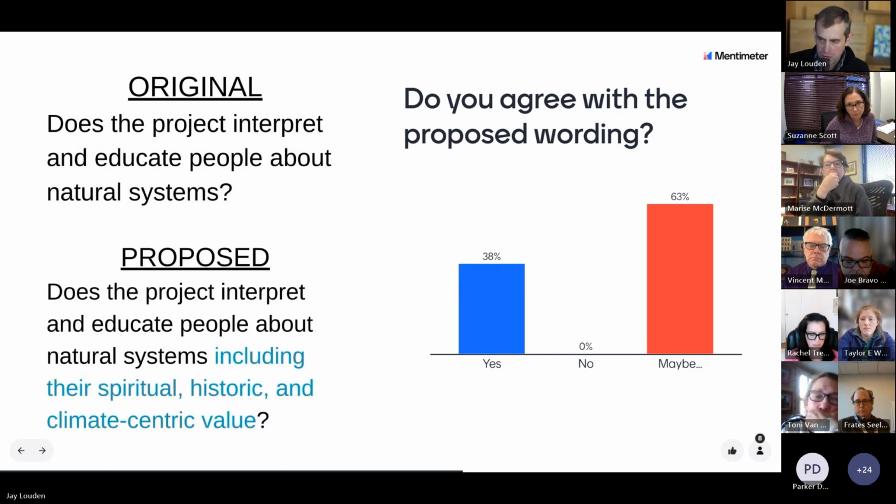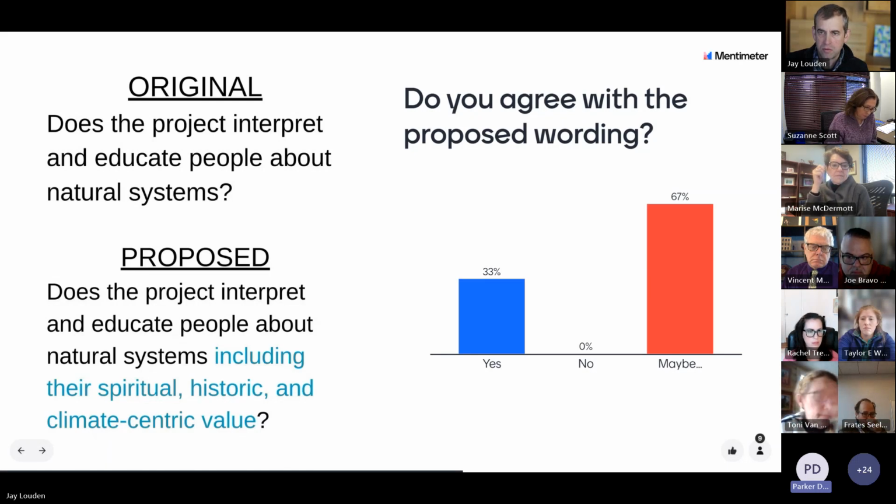Parker? What if we use a word like climate conscious rather than centric? Because centric can make it sound like you're like a zealot or something like that. So I think climate conscious adds the same idea, but is less confusing to me. That sounds good, Maurice. Okay. Tony.